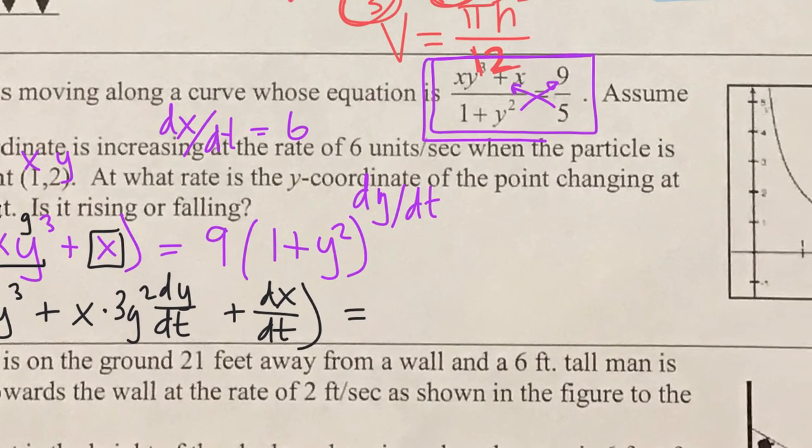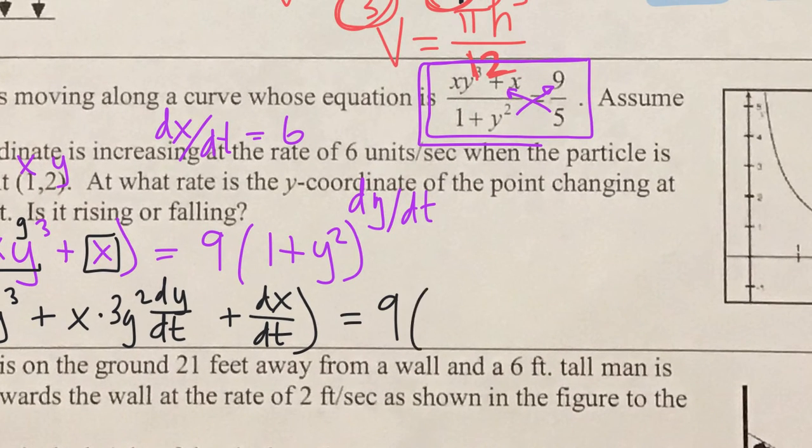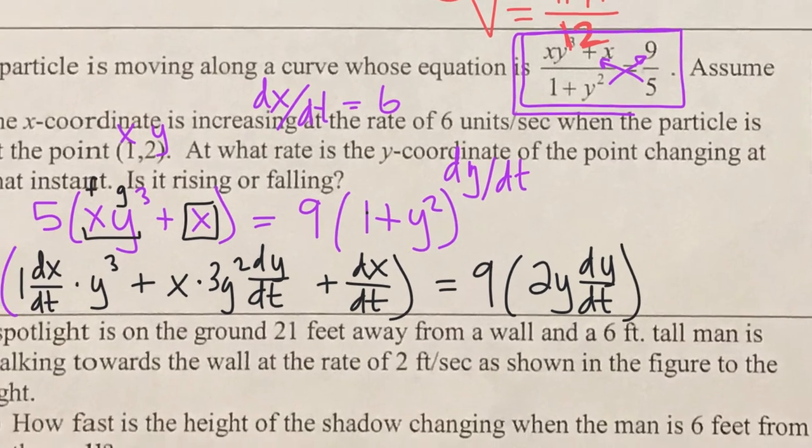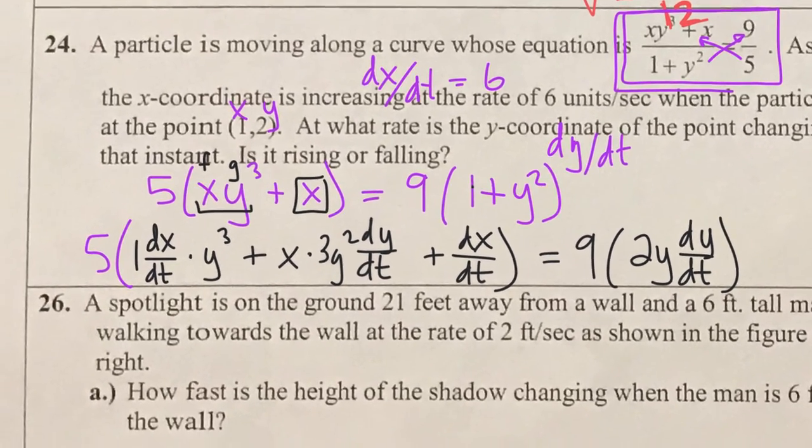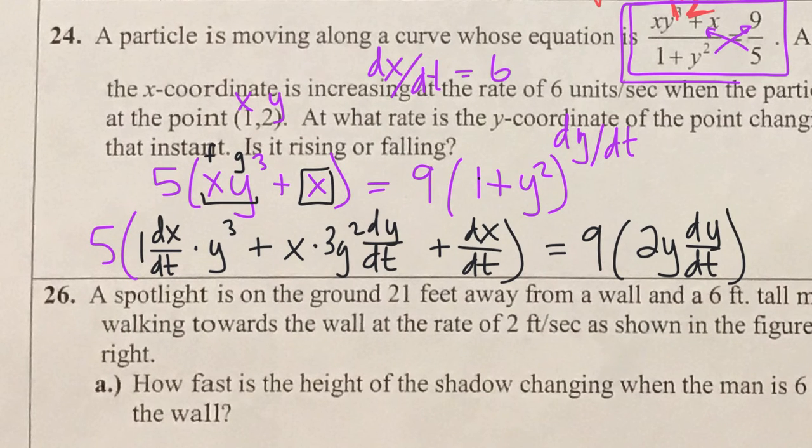equals, right, over here on this side, this is 9. The derivative of 1 is 0, so that doesn't count, but 2y dy dt. So the derivative is actually really nice once you cross multiply. So we're going to do our substitution, right? We know some things here.